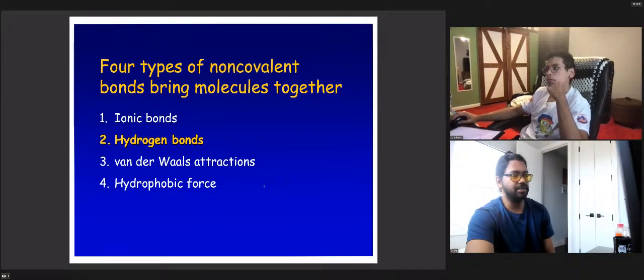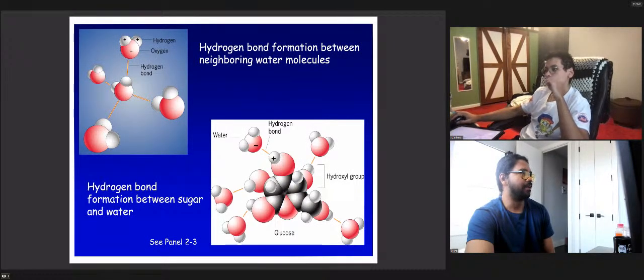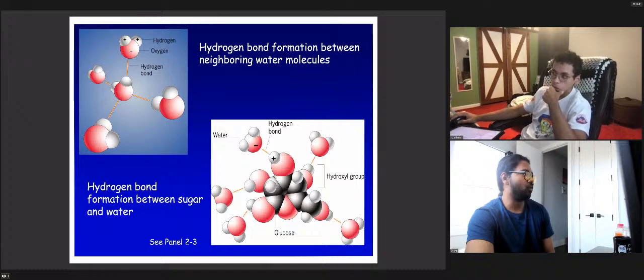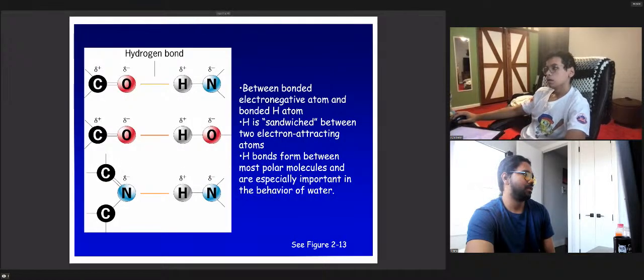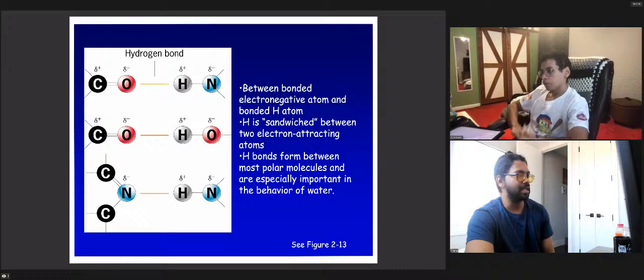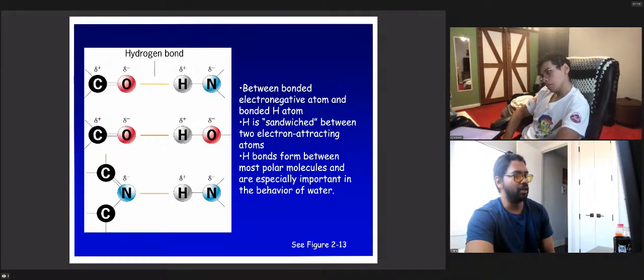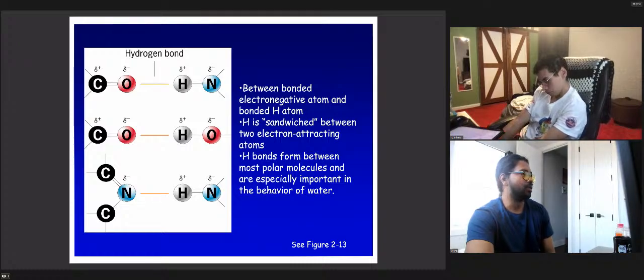So hydrogen bonds are the strongest type, and here's an example of them forming between water, right? And then there's an example of them forming with sugar. Got it. Okay, so this is kind of a close-up view of it, and it's going to be something like a partial negative end creating a hydrogen bond with a partial positive end.